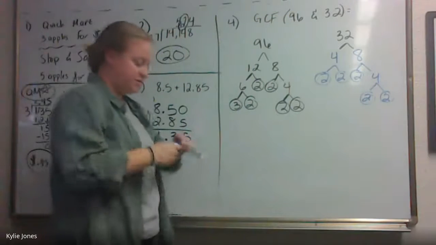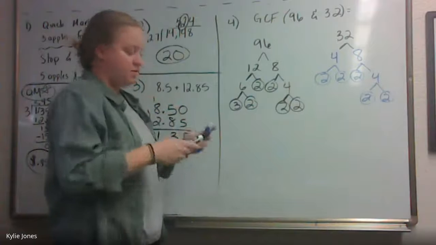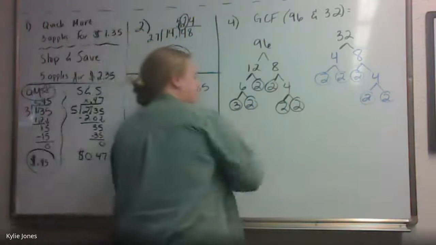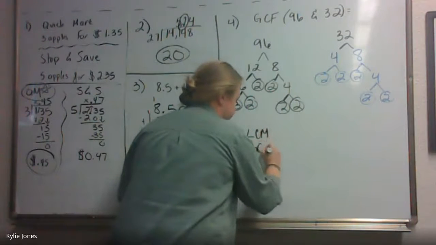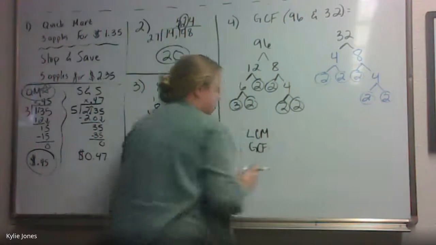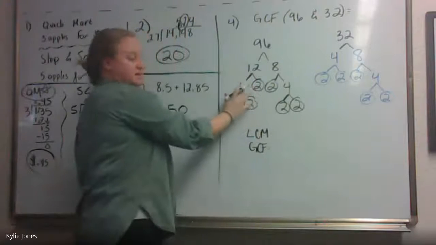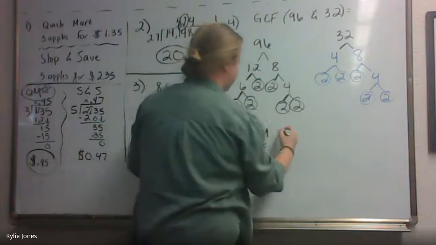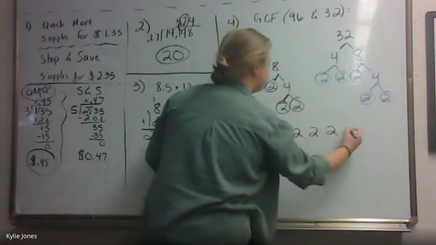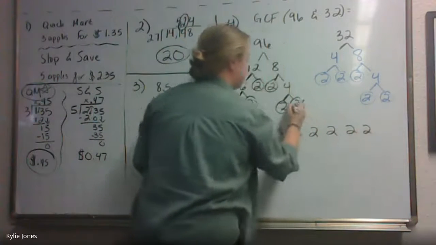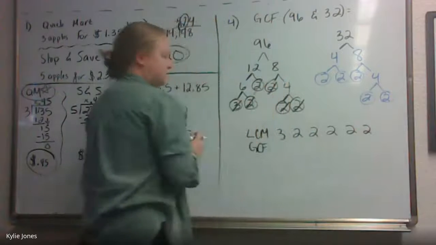To find our GCF and our LCM, we can do our matchy-matchy part. Remember, the LCM goes on top. The GCF goes on the bottom. I'm going to put the numbers for 96 on the top row first. So we have a 3, 2, 2, 2, 2, 2. Okay, we got all those.